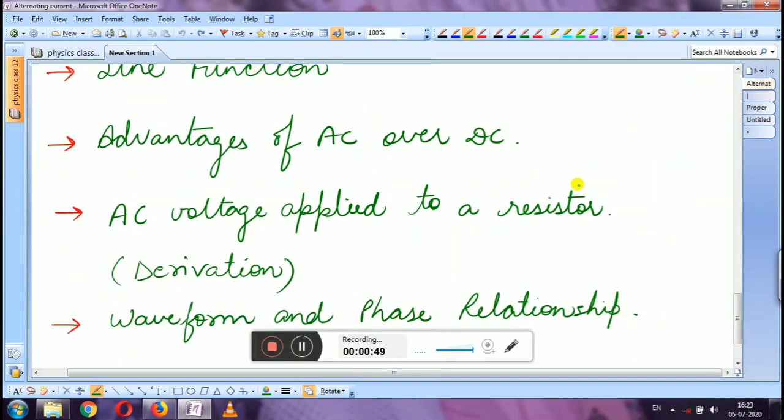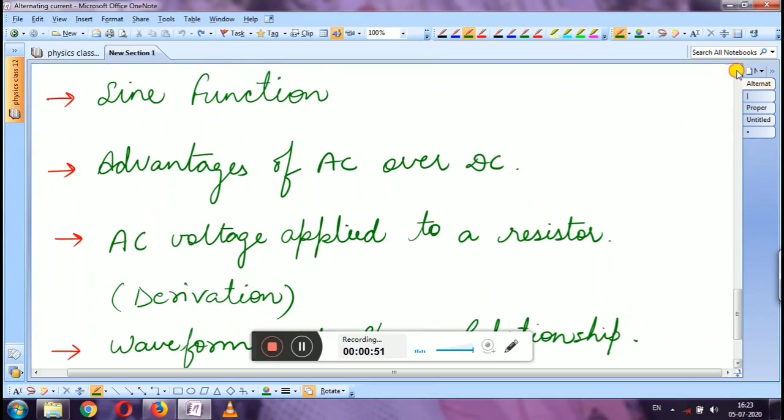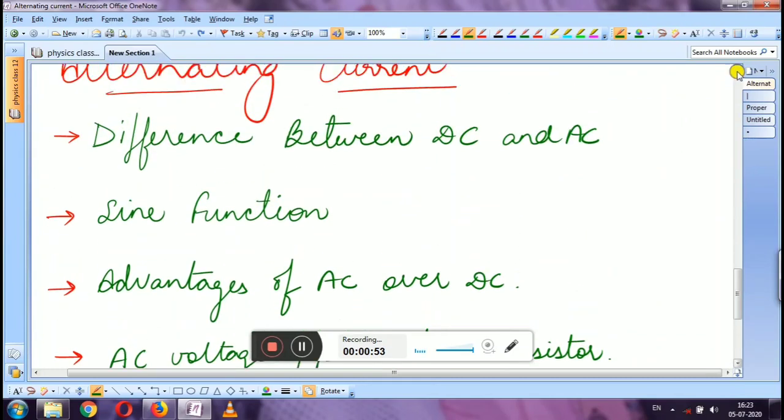I will discuss all these points with you today, in which the first one is difference between DC and AC. After that we will see what we mean by sine function. This will be helpful in studying AC, alternating current. After that we will study advantages of AC over DC. There are some advantages of AC which we cannot see in case of DC. So all those advantages we will study here.